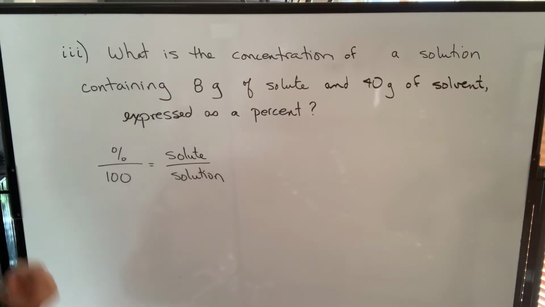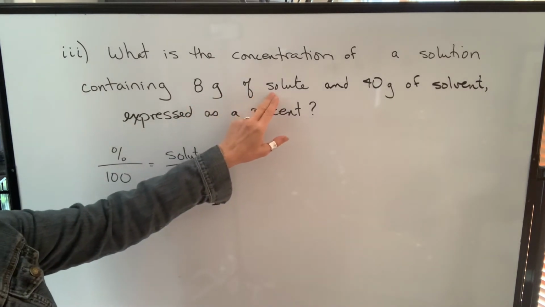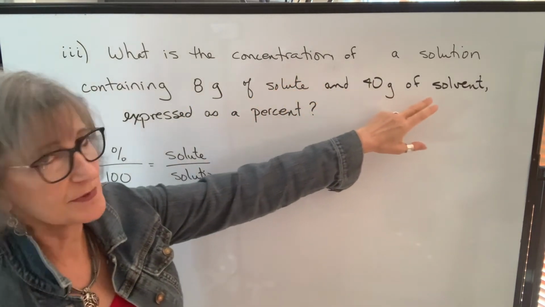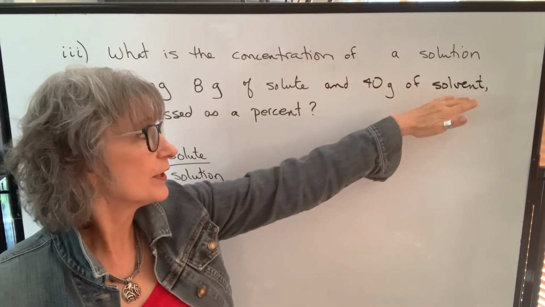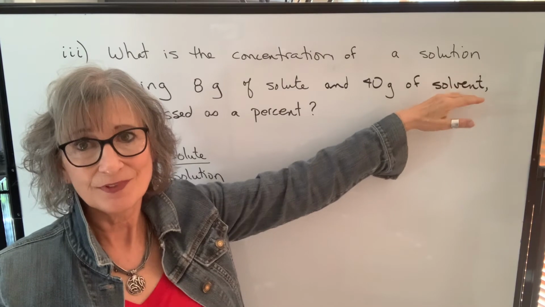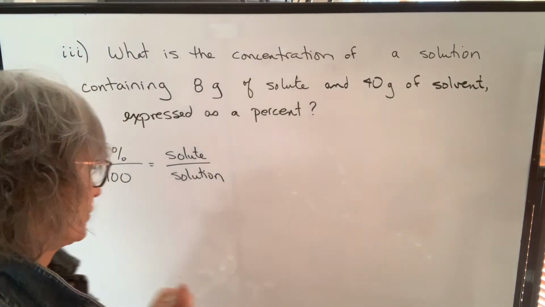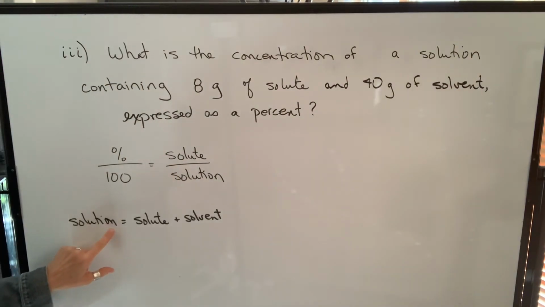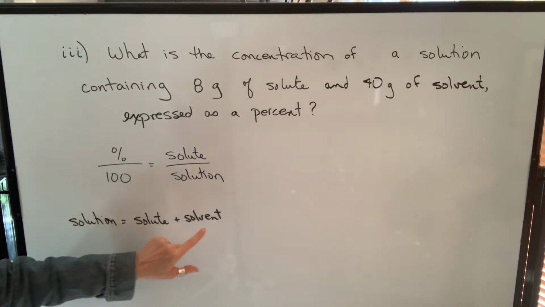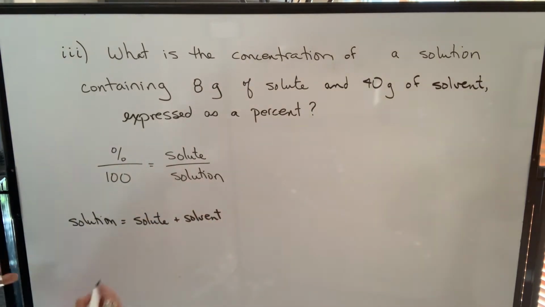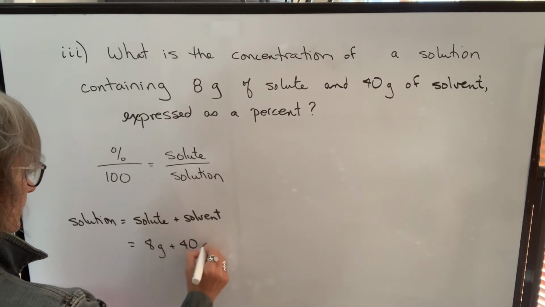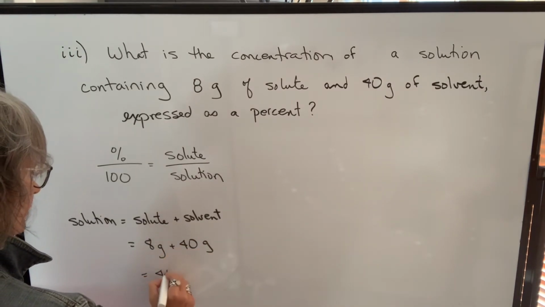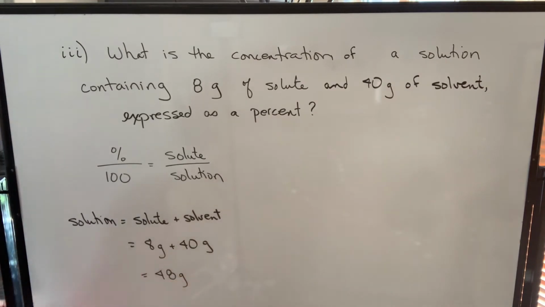In my next example, I'm finding the concentration as a percent, and I have 8 grams of solute, and I have 40 grams of solvent. So I don't have a volume, I have a mass here, and I don't have solution, I have solvent. So we need to find the amount of solution. The amount of solution is equivalent to the amount of solute plus the amount of solvent. So in this case, we have 48 grams of solution.